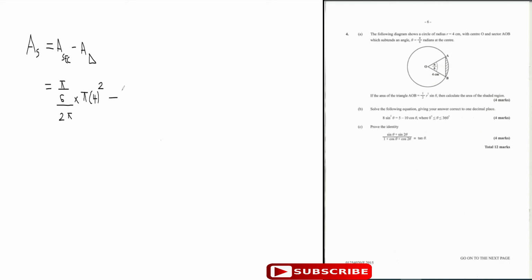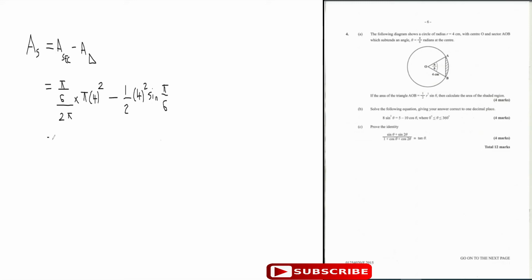minus area of the triangle. It said area of the triangle is a half r squared sine theta. So it's a half times 4 squared, times the sine of theta, which is the sine of pi by 6. So this is all we have to work out.